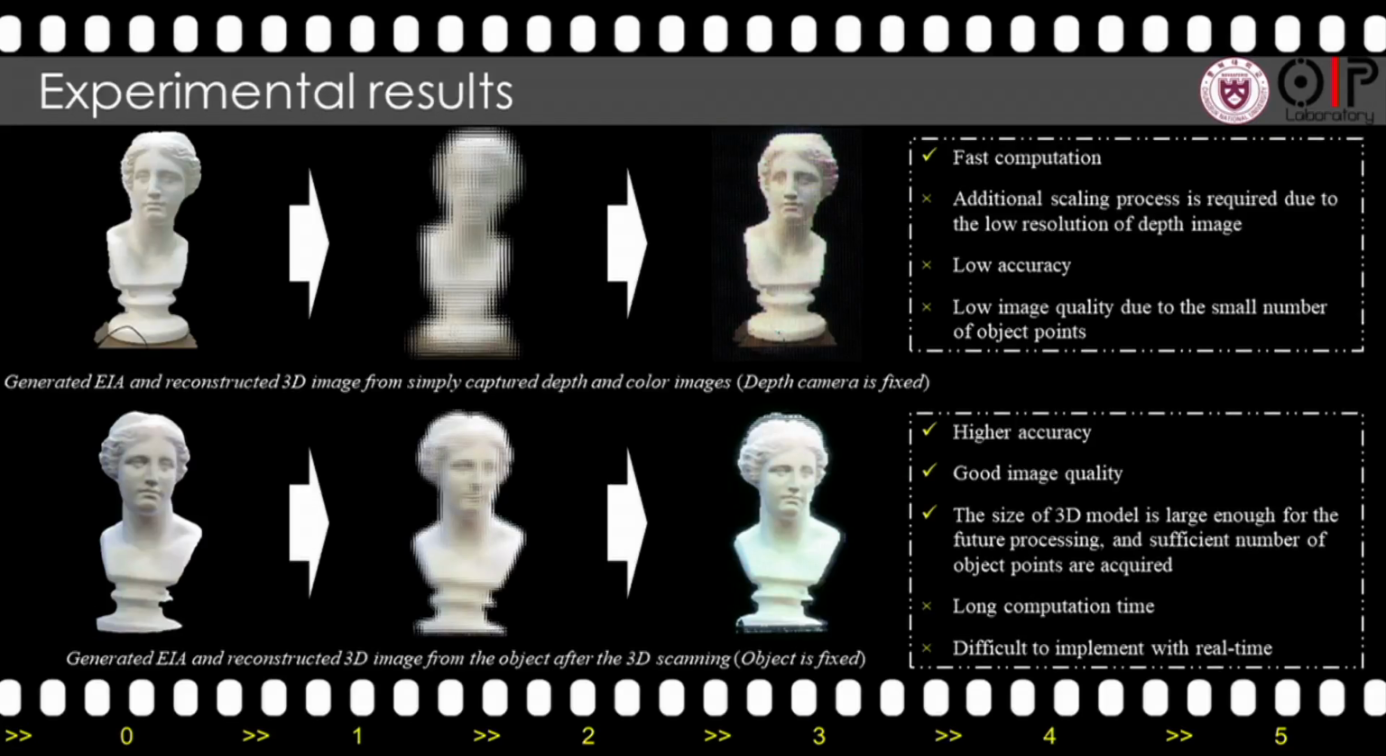And we also compared the proposed method with the previous depth camera-based integral imaging pickup methods. In the proposed method, we fix the object and scan the 3-dimensional information, but in the previous methods, the depth camera is fixed, and the depth and color image of the object was captured by the lens array. It's a very small difference, but this small difference can give us very high accuracy and good image quality.